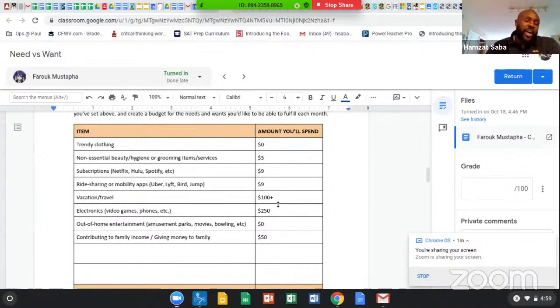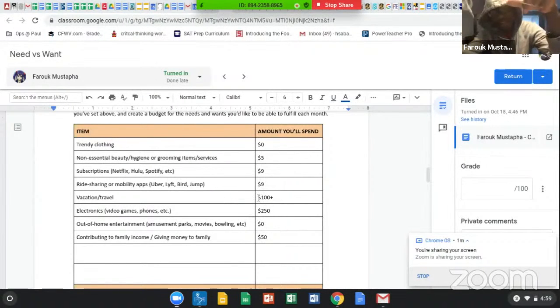Vacation and travel, $100 plus. I don't know, I'm not an adult. Yeah, that's why I want you guys to start thinking about it. Next week we're going to get into the nitty gritty a little more in terms of how much, because you're going to be creating a budget and you'll have to look up how much things cost. But for a vacation, do you imagine yourself flying somewhere, or just getting in a car and driving somewhere?